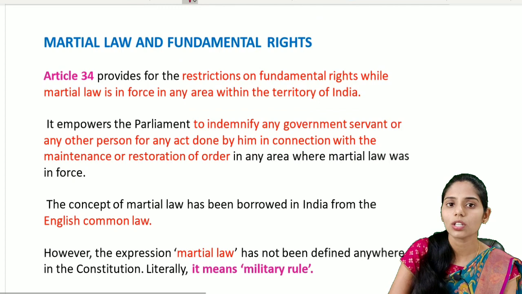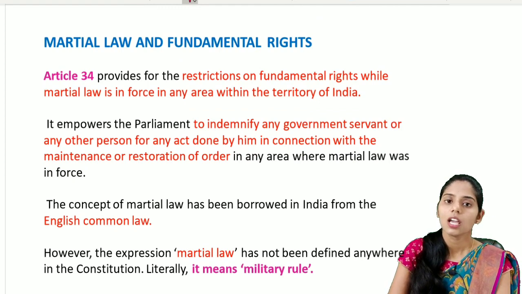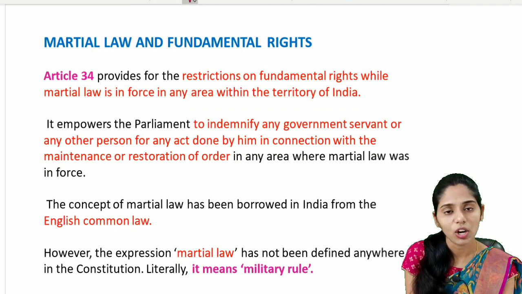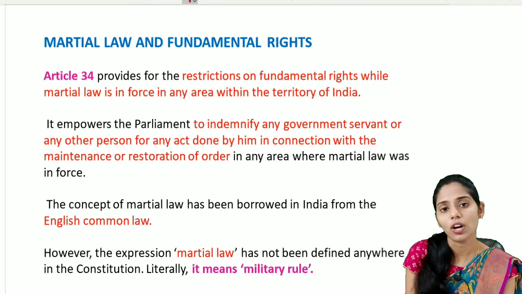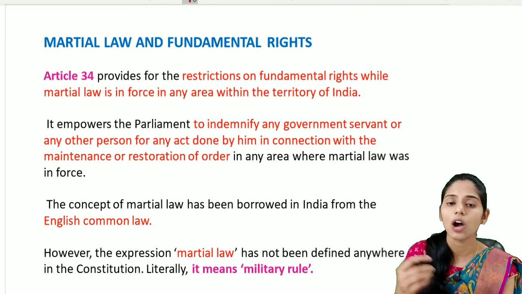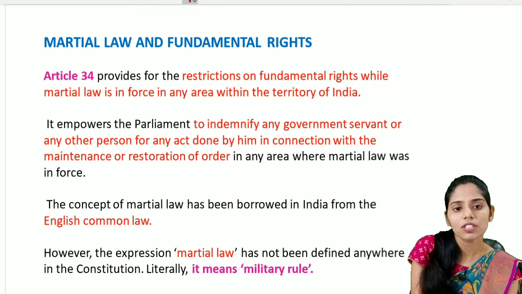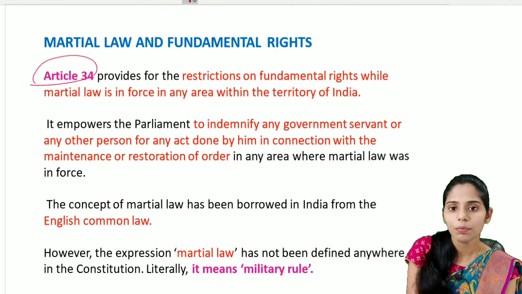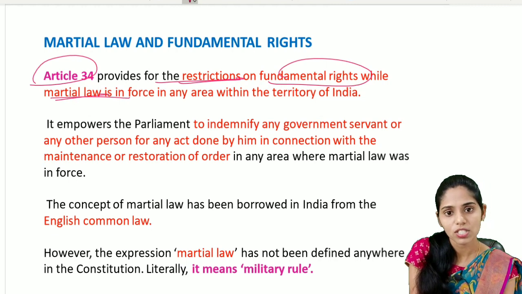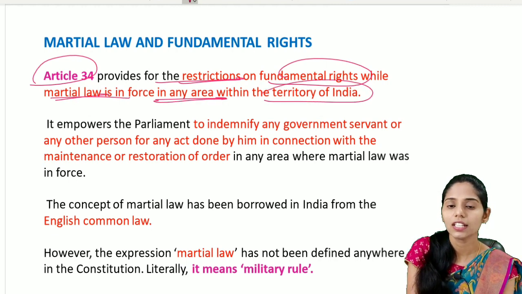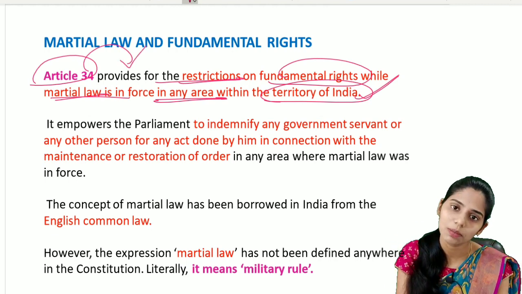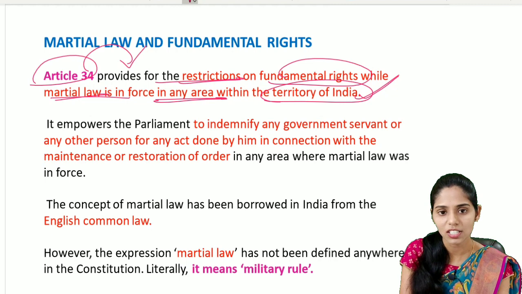Article 34 mainly talks about martial law and the fundamental rights. Before seeing this, I want to clarify that till now martial law, or military rule, has not been imposed in India. So how the exact provision of martial law would work, no one knows. Article 34 provides for restrictions on fundamental rights while martial law is in force in any area within the territory of India. Whenever martial law is imposed, restriction of the fundamental rights is seen.